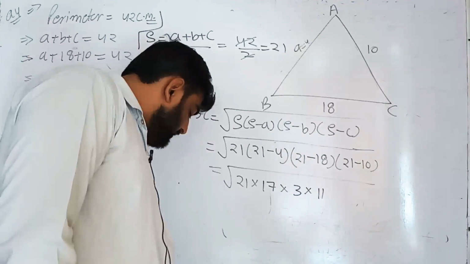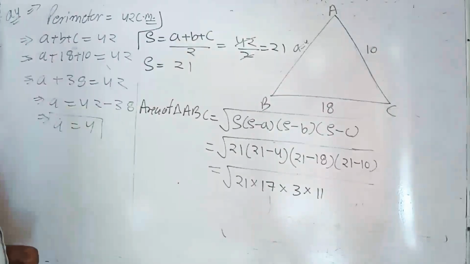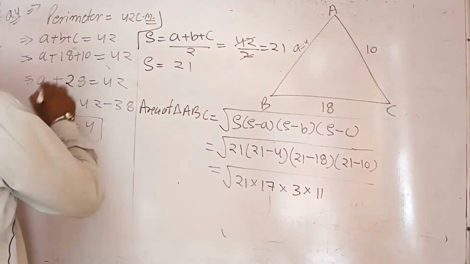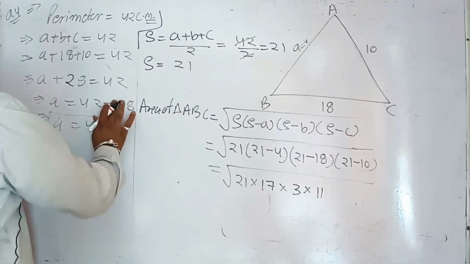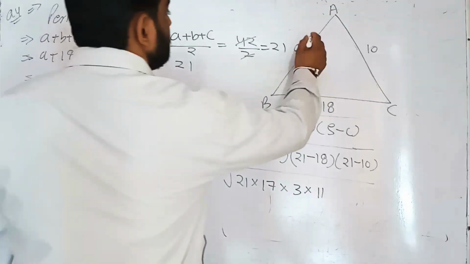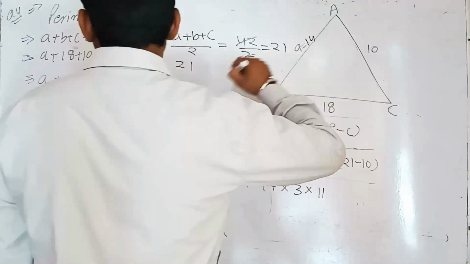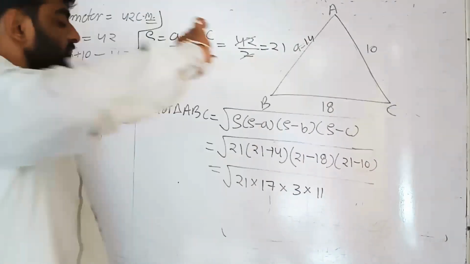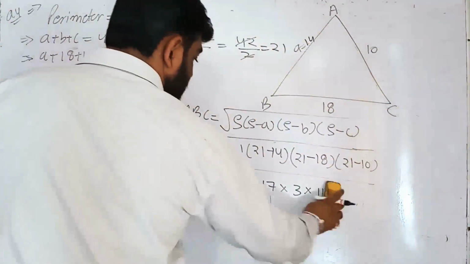I think we are wrong here, because 18 and 10 we are just writing as 28, but we have to write 38. That is 28 is there, that is the value 14. So the value is 14 over there, so we have to write a equals to 14. This is our mistake, students.